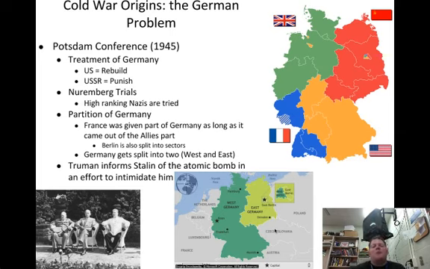It's also at the Potsdam Conference that Stalin is informed by Truman that the Americans had an atomic bomb, and many people insist that Truman told Stalin this in an effort to intimidate him to get what he wanted.